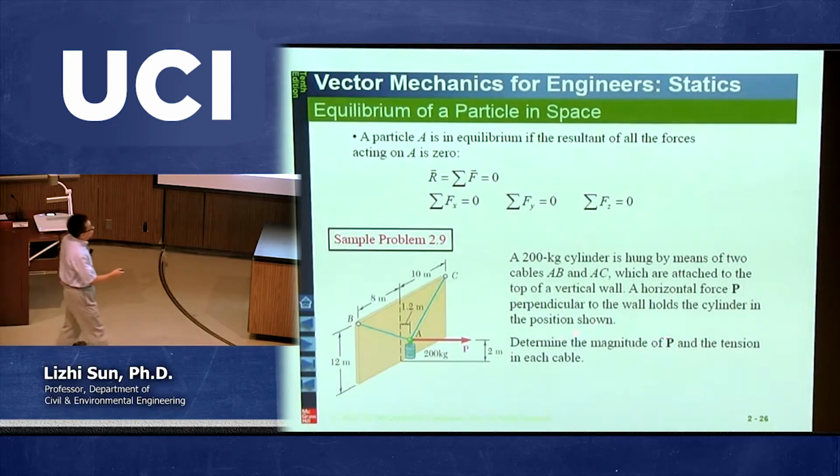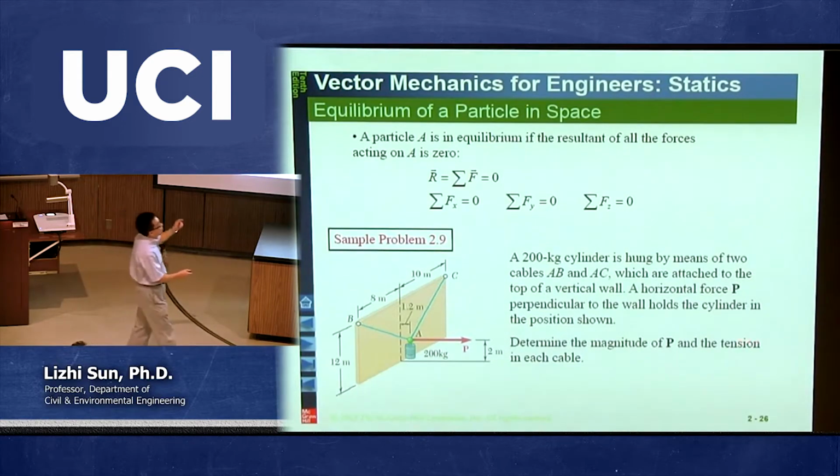Now, we need to determine, number one, the magnitude of this applied horizontal force P. Number two and number three, we need to calculate the magnitude of the cable forces, what we call the tensile forces, the tensions in each cable, that's cable AB and cable AC.